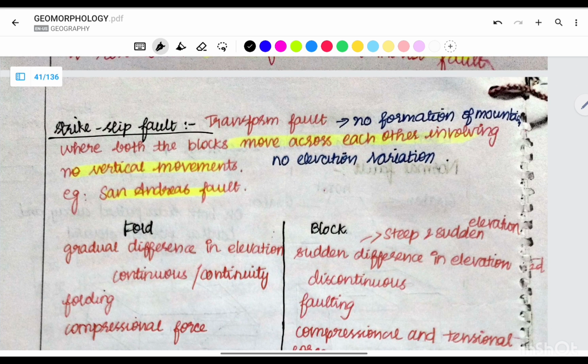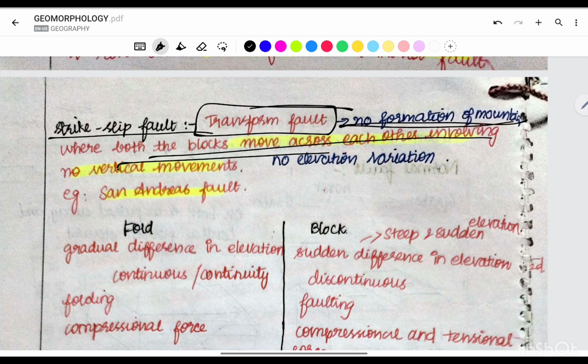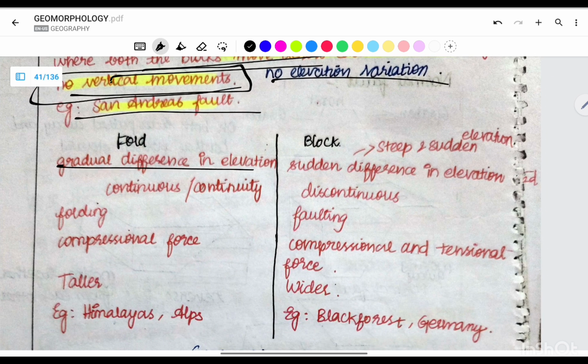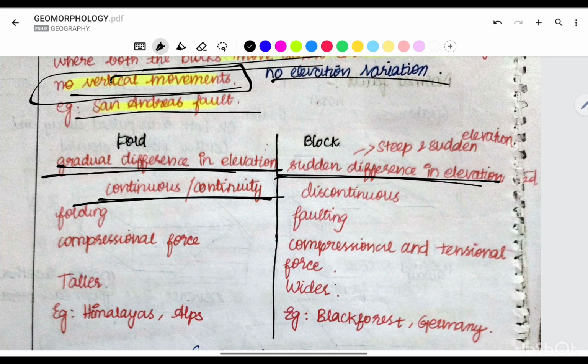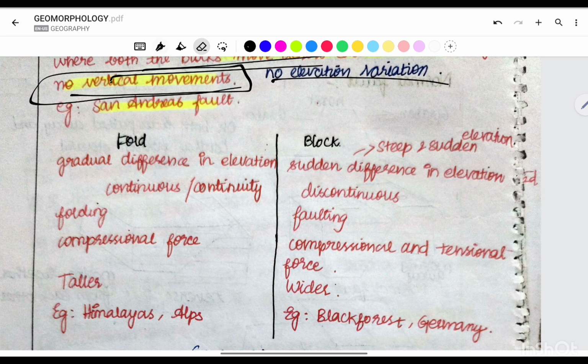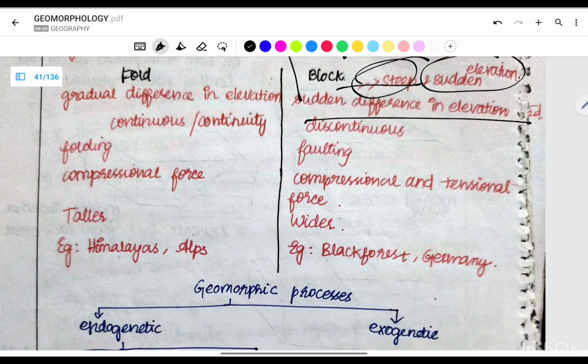Strike slip fault, right? Transform fault. There is no formation of mountains, where both the blocks move across each other, involving no vertical movements. Example, the San Andreas fault. In a fold, there is a gradual difference in the elevation, with continuity, gradually increasing or decreasing. In a block, there is a sudden increase or decrease, a highly steep elevation. The steepness is very high and it is a sudden difference in the elevation.